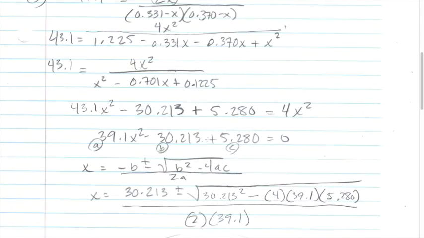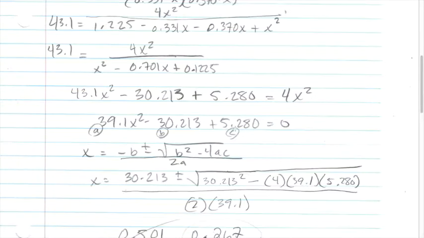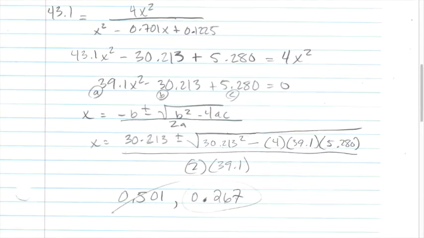I'm actually seeing here a typo I left: there should be an X here and here. Sorry about that. There should be an X after this 30.213. But that's how I got to A, B, and C. And here I have actually listed everything in the quadratic. And these are the two values you get.